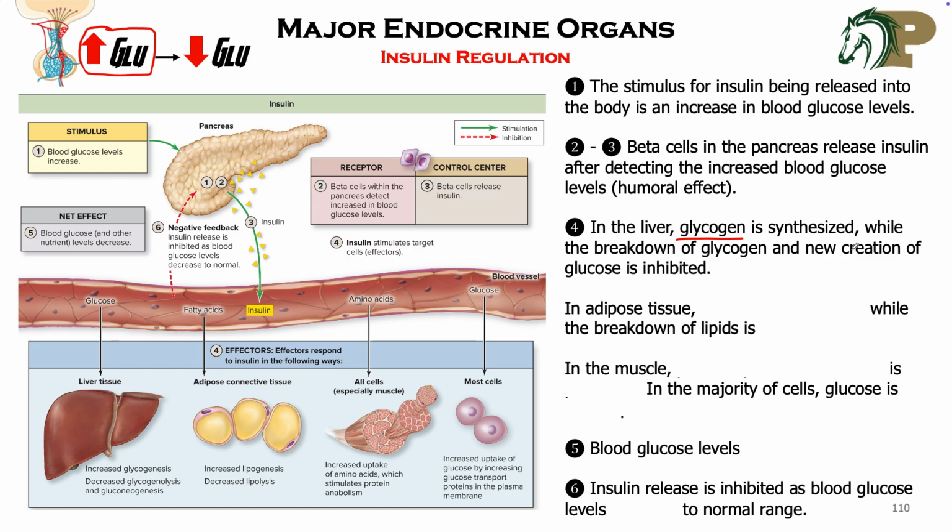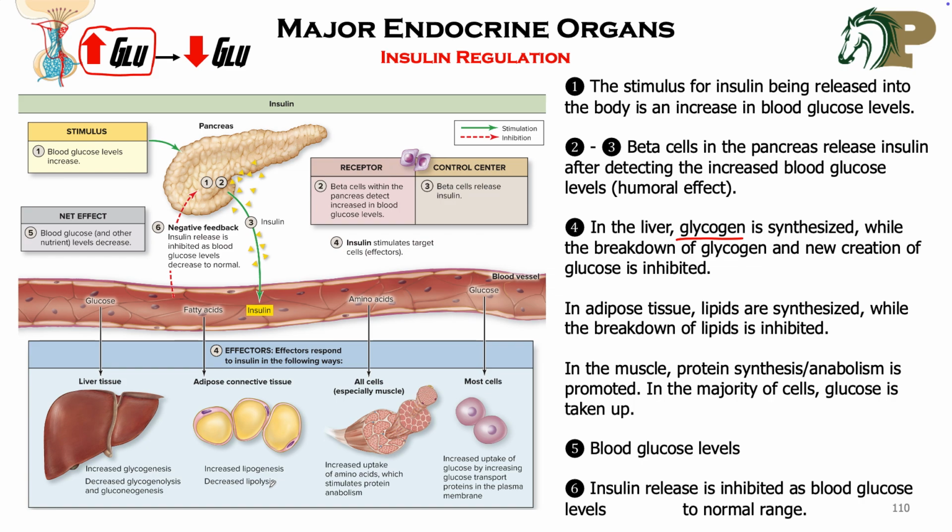In the adipose connective tissue, lipids are synthesized. So you see down here, increased lipogenesis, that is the creation or synthesis of lipids, and we have decreased lipolysis or breakdown of lipids. In the muscle, protein synthesis or anabolism is promoted. So we want to create new protein. In the majority of cells, glucose is taken up.